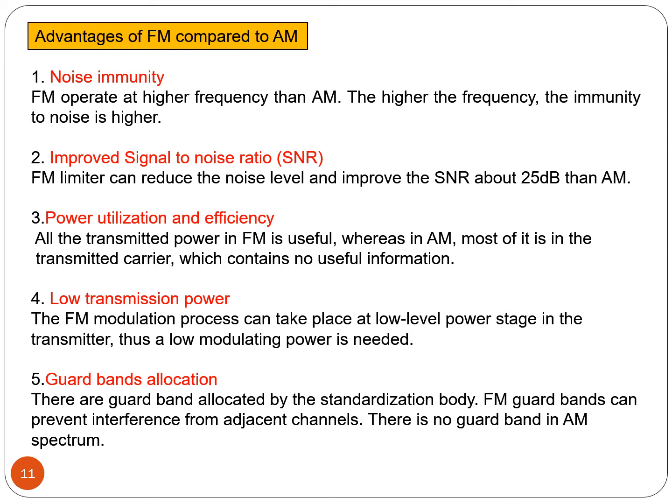Number 3, all the transmitted power in FM is useful because most of the transmitted power is contained at the carrier component. Besides that, the FM modulation process can take place at a low-level power stage. Therefore, FM requires low transmission power as compared to AM. On top of that, there is no interference from the adjacent channel because a guard band exists in the FM spectrum.